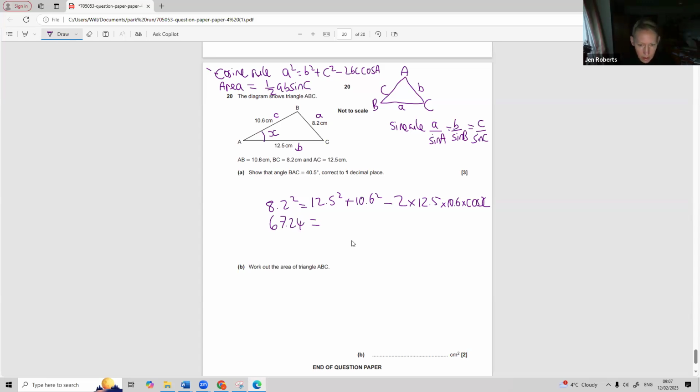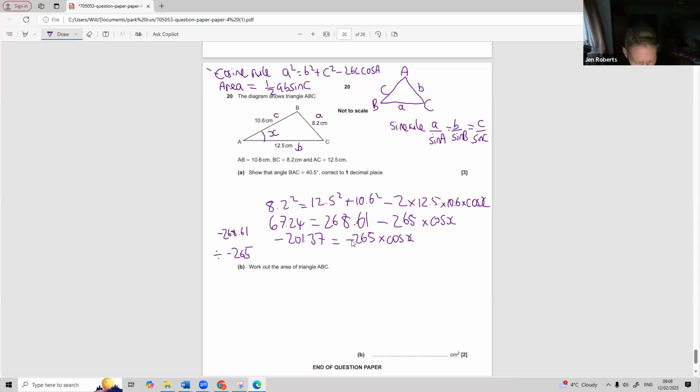So on my calculator, 12.5 squared plus 10.6 squared. Two times 12.5 times 10.6. Right, I need to make cos X the subject first. So what I'm going to do is take 268.61 off both sides. So 67.24 minus 268.61 gives you minus 201.37. The opposite of multiplying by minus 265 is dividing, so I'm going to divide both sides by minus 265.